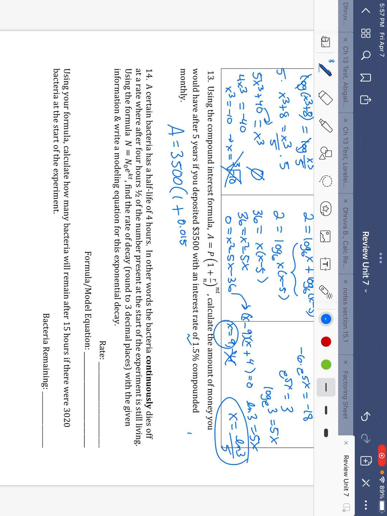All right. And so, 1.5, move the decimal back 2 places. That's 0.015 over n. It says compounded monthly, so it's 12. And up top, I would put n again, so 12 times 5. That's 60 up there. All right, 3,500, 0.015, 12, 60.